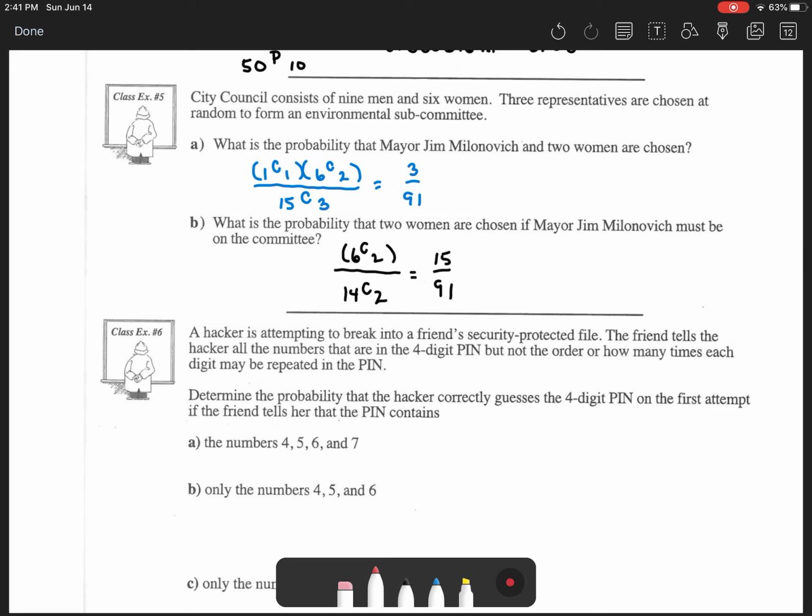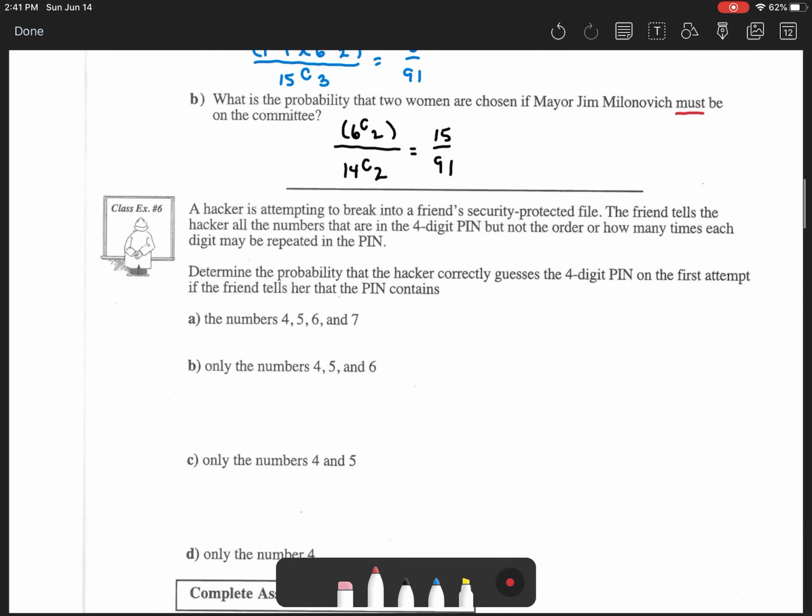Okay, so in A, again, I know sometimes people are confused with this. In A, it's what's the probability that Mayor Jim and the 2 women are chosen. Okay, in B, it's what's the probability that 2 women are chosen if Mayor Jim must be on the committee. So in B, he has to be on the committee. In A, we're just determining what's the probability he could be on the committee.